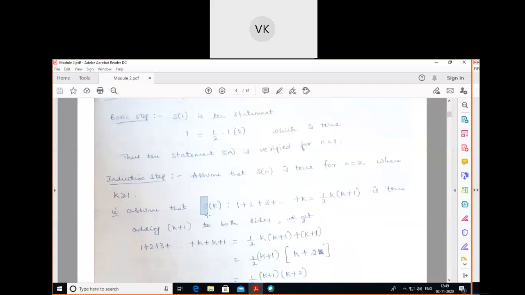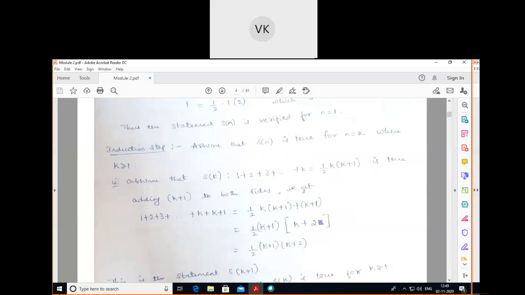So the statement becomes S of k equals 1 plus 2 plus 3 plus so on up to k equals 1 by 2 into k into k plus 1, for k more than or equal to 1. We have just replaced n by k here. This is the initial process in the induction step. After that, we are going to add k plus 1.